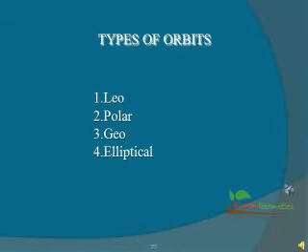Types of orbits: 1. Low Earth orbit. 2. Polar orbit. 3. Geostationary orbit. 4. Elliptical orbit.